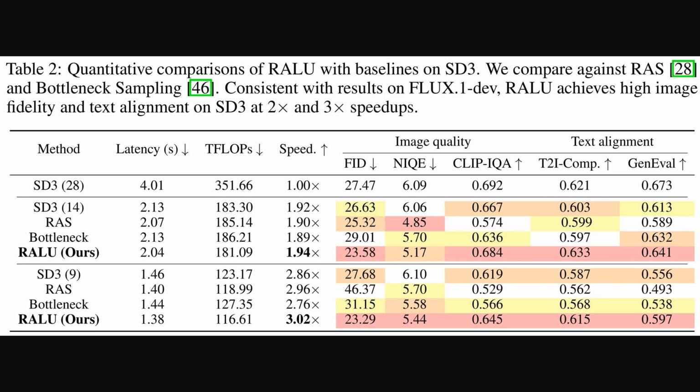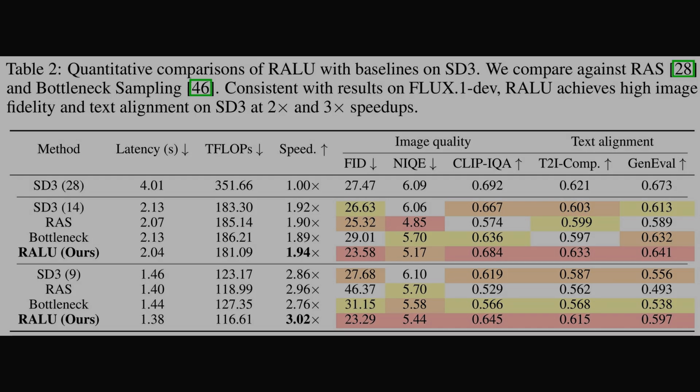Okay, so this table gives us the hard numbers, testing the method on another powerful model, Stable Diffusion 3. It compares Region-Adaptive Latent Upsampling against other techniques at 2 and 3 times speedups. We're looking at image quality and how well the image matches the text prompt. For quality, a key metric is FID. That's Fréchet inception distance, which measures realism, so lower scores are better. And you can see, at a 3 times speedup, the new method achieves the best FID score, far better than the others, while also being the fastest.